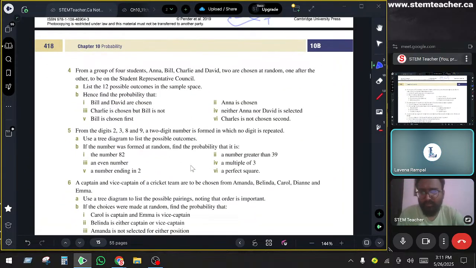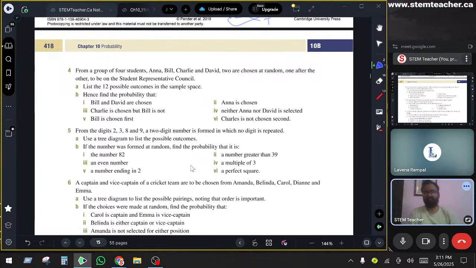So now please explain the fourth one. From a group of 4 students, Anna, Bill, Charlie, and David, two are chosen at random, one after the other, to be on the Student Representative Council. List the 12 possible outcomes in the sample space. Write down the solution yourself and forward me the solution on WhatsApp.